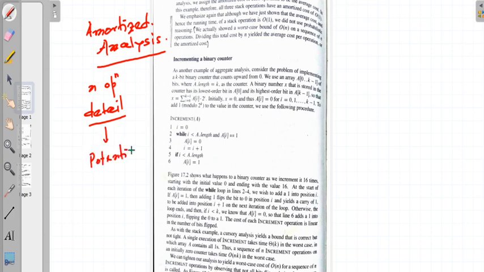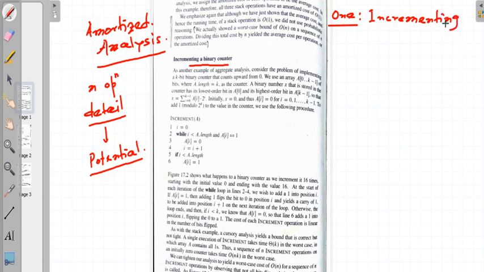So the potential method, that also we have seen how to tackle that situation. With the potential method, how to analyze the amortized cost, that also we have seen. So today what we will see is one example that is called the incrementing binary counter.